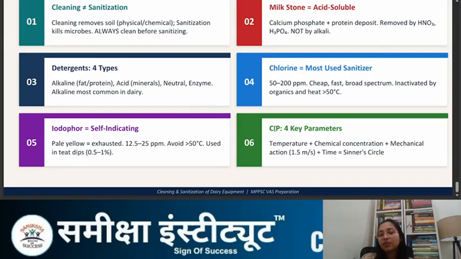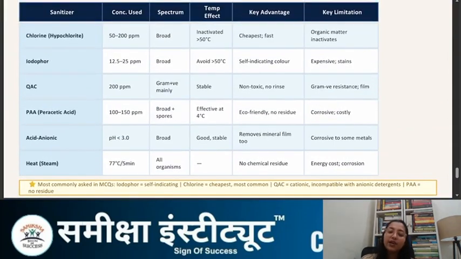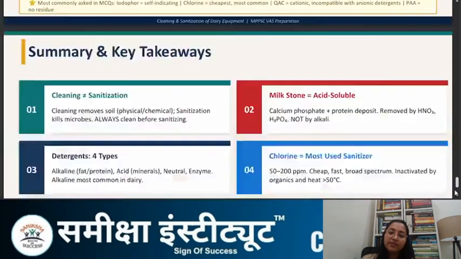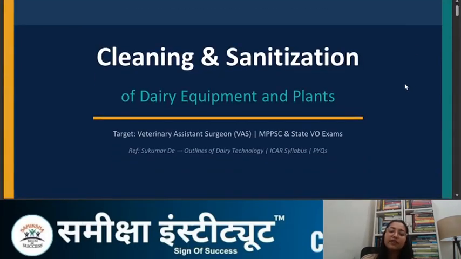Then we also studied about the cleaning in place: temperature, chemical concentration, mechanical action, and time. All these 4 are the important key parameters to ensure that the cleaning in place is being conducted and the whole of the equipments are being cleaned using this cleaning in place method without dismantling of the equipments. So today we studied a very small topic, cleaning and sanitization, but it is important for exam.